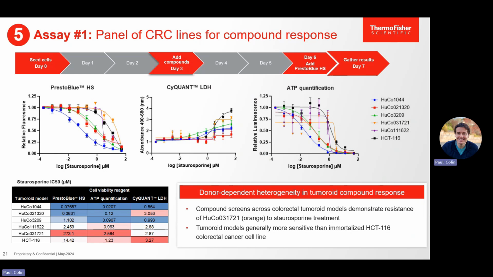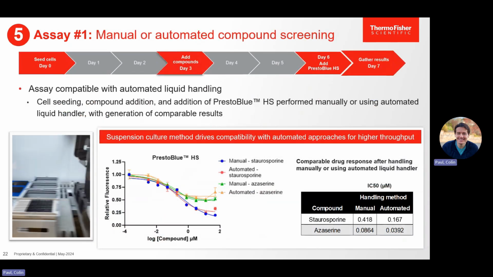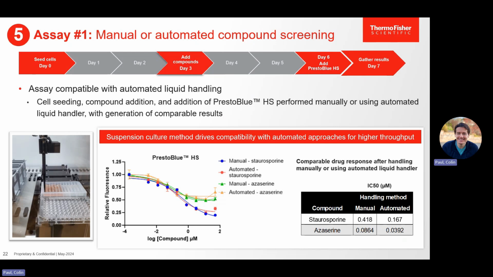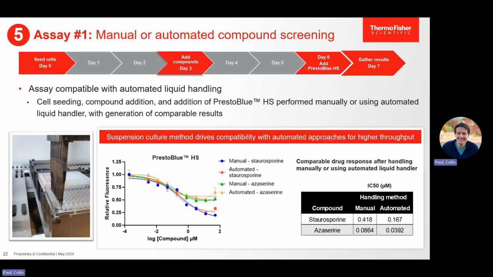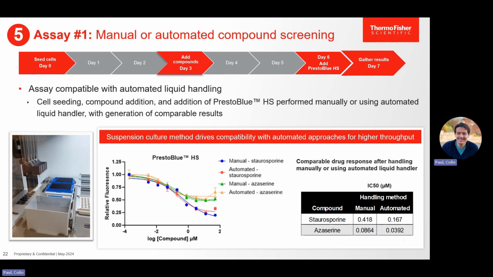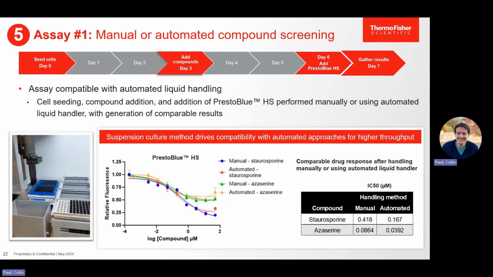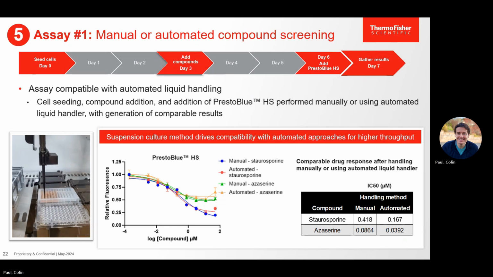In general, dose response trends are comparable across assay readouts, though IC50 values can vary depending on the mechanism of action of the detection reagent. I won't spend much time here, but one nice thing about the OncoPro medium system and its built-in suspension culture approach is that it's quite amenable to automated fluid handling. We can run these assays using an automated liquid handler and achieve comparable response as when we run the assay manually, but we gain the benefits of having reduced hands-on time with automation approaches.